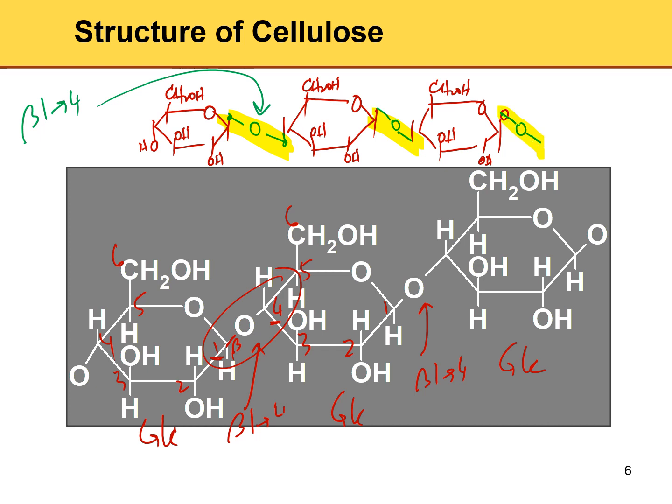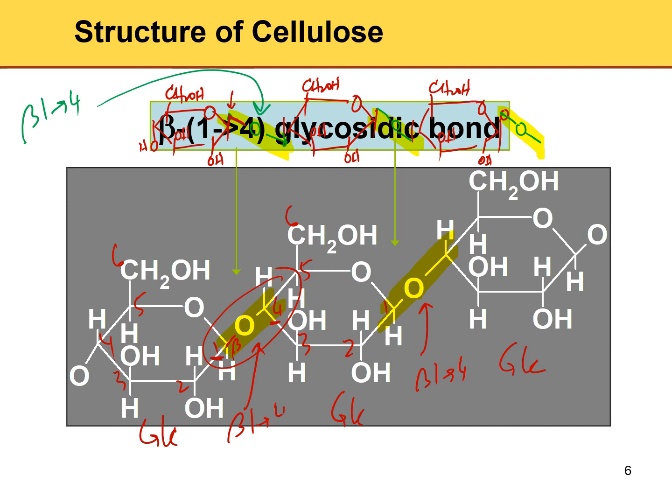So you can show it like that, or you can show it as shown in the bottom. You can show it up and so on, right? But the point to keep in mind is that this part has to come from up. It cannot come from down. If it is from down, it will be alpha. So keep that in mind, please. Okay. So that's a beta 1,4 glycosidic bond.